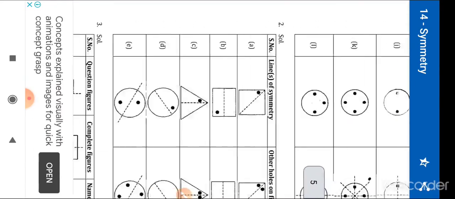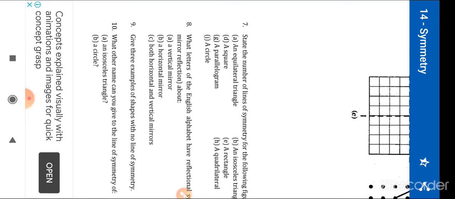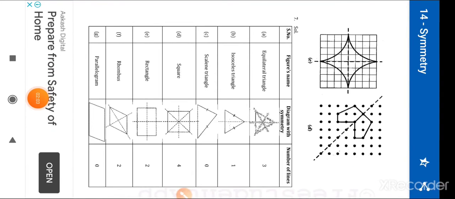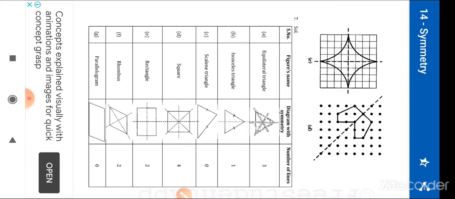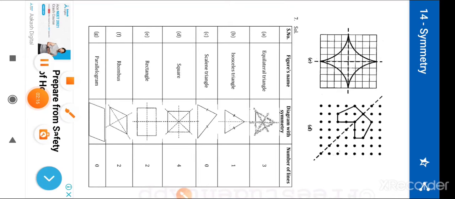Our next question is question number 7, and the 7th question is, state the number of lines of symmetry for the following figures. The first figure is an equilateral triangle, and it has 3 lines of symmetry. Our next figure is an isosceles triangle, and an isosceles triangle has 1 line of symmetry.